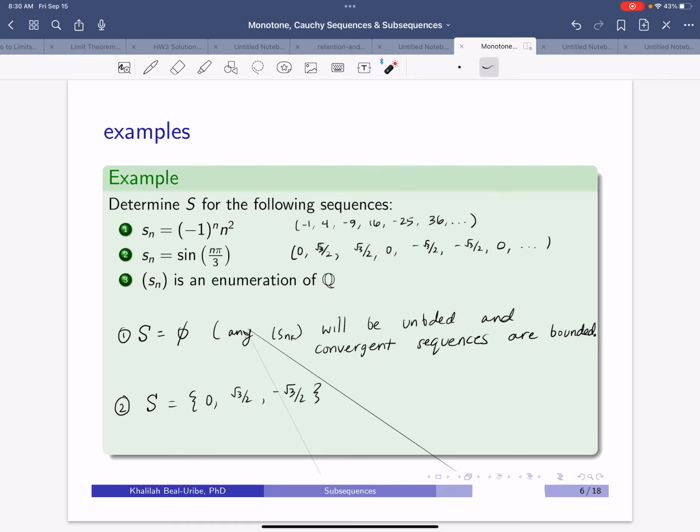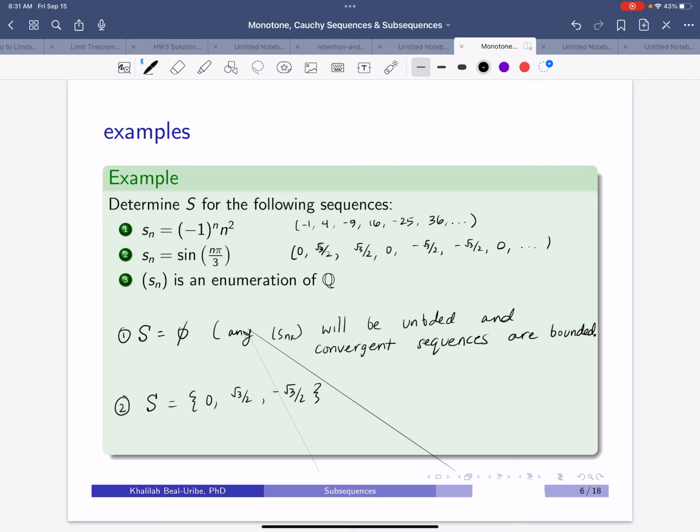Okay? And then for the third one here, suppose you have an enumeration of Q. So if you have done the extra credit homework, you know that Q is countable. So that means that theoretically you could list all of the numbers in Q as a sequence. You can't do that for R because R is uncountable. But Q is countable, so there exists a bijection between the set of natural numbers and Q. And that bijection gives you an enumeration of Q.